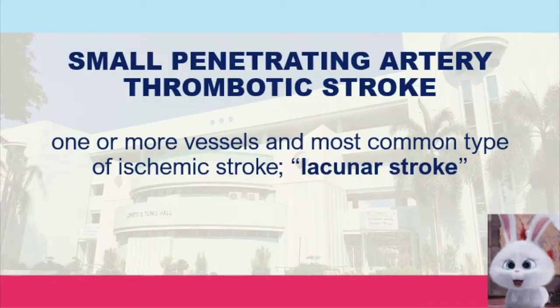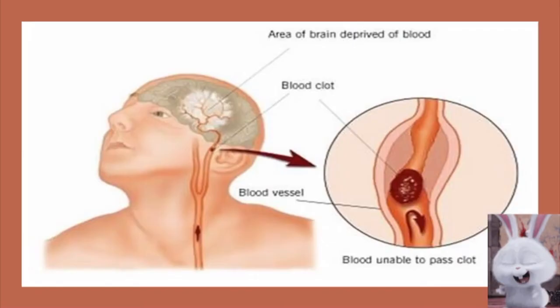Now, in your small penetrating artery thrombotic stroke, this is a type of stroke wherein one or more vessels are being damaged. The most common type of which is your ischemic stroke. Then, class, under your ischemic stroke, you would have the term lacunar stroke, meaning these are small strokes.